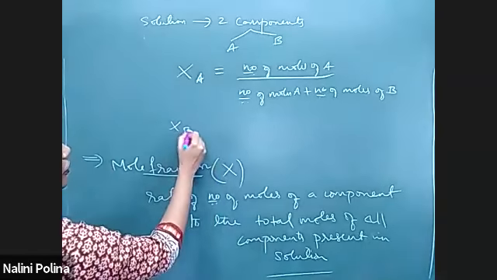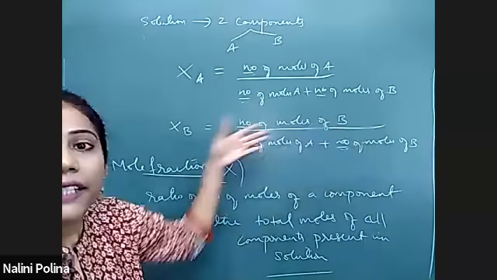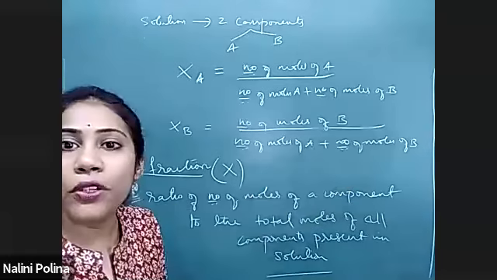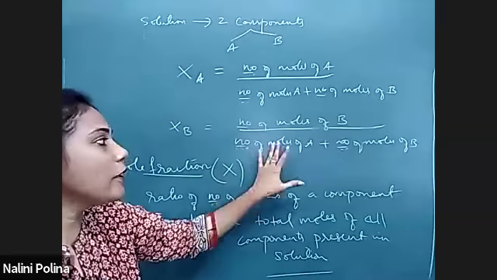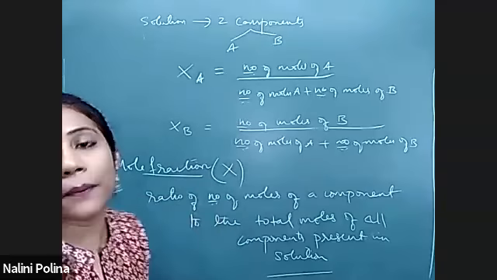Okay, so a solution where two components are there, A and B. If I have to find the mole fraction of A, this is the formula I can use: number of moles of A divided by total moles. Total moles means number of moles of A plus number of moles of B. Similarly, for the mole fraction of B, number of moles of B divided by total number of moles, that means number of moles of A plus number of moles of B. So this is what a mole fraction is about.